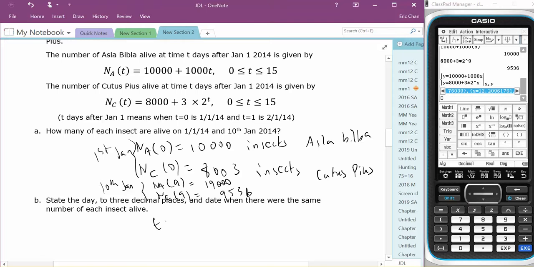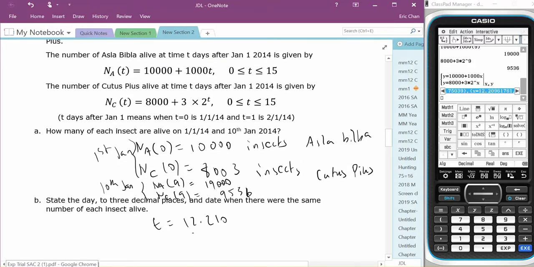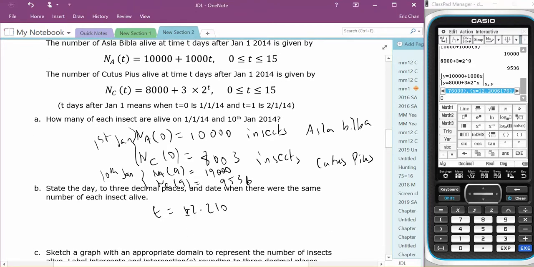So t is 12.210, and the date. Okay, so you've got to be really careful about what the date is. Remember how when t equals 9, that's the 10th of January. Okay, so if it's 12, it's actually the 13th of January, but because it's 12.21, if we want the same number of insects alive, we've actually got to go one day up, so we have to round up.